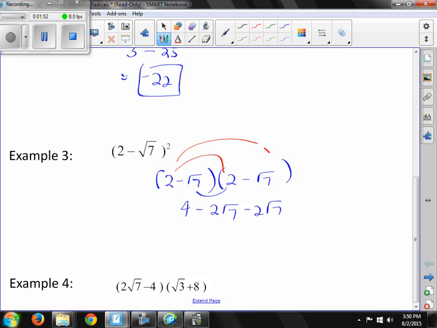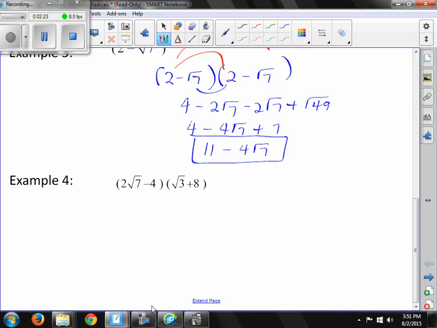And the last would be a negative times a negative, which would give us a positive, the square root of 49. So we have 4 minus 2 square roots of 7 and another negative 2 square roots of 7, which would be negative 4 square roots of 7, plus the square root of 49, which is 7. 4 plus 7 is 11 minus 4 square roots of 7. And we can't do anything else to those because those are not like terms.